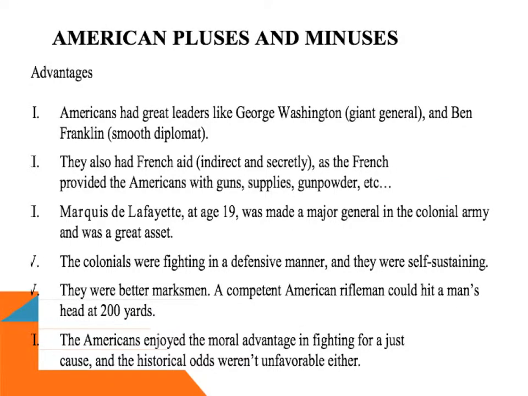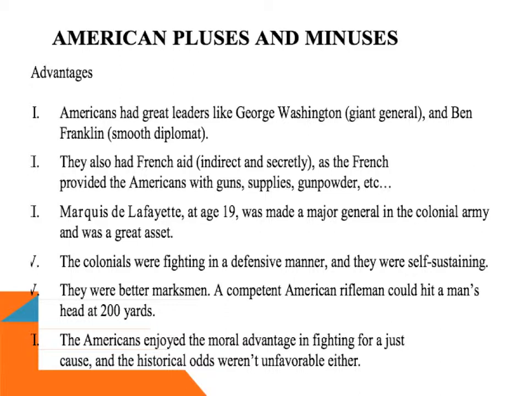Okay, so now I'm going to outline a few of the pluses and minuses, mainly the advantages here. We've got good leaders. We've got Benjamin Franklin as a great diplomat. I like how it writes it as a smooth diplomat. Makes me think of Michael Jackson's Smooth Criminal. But we've also got George Washington, who's got a little bit of experience in war. Not a great general in strategy, but a good leader.